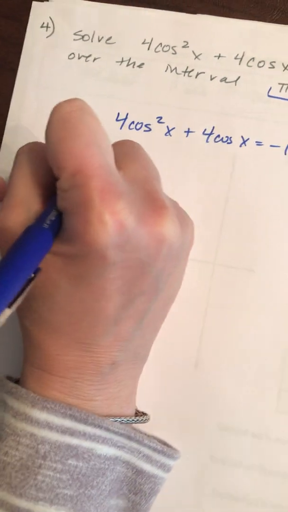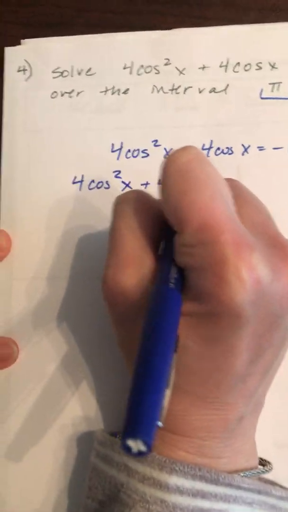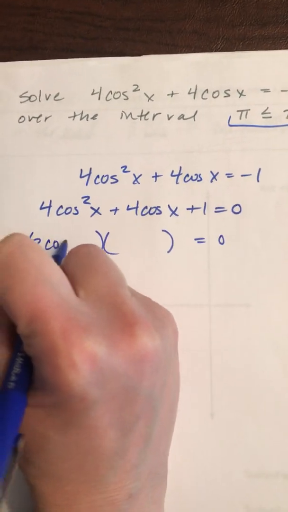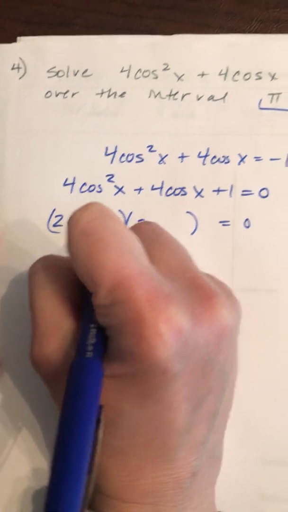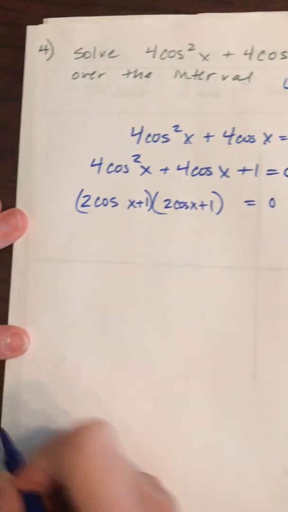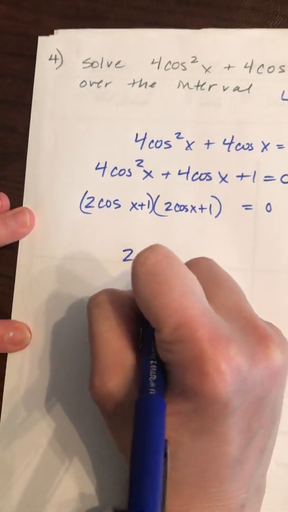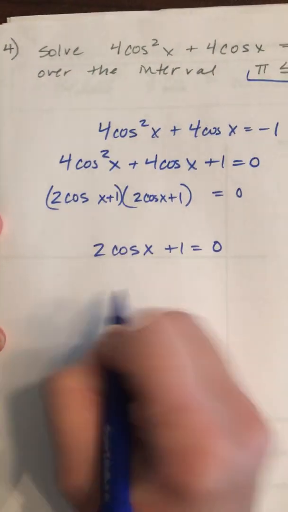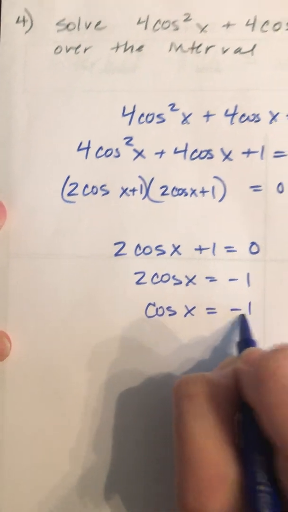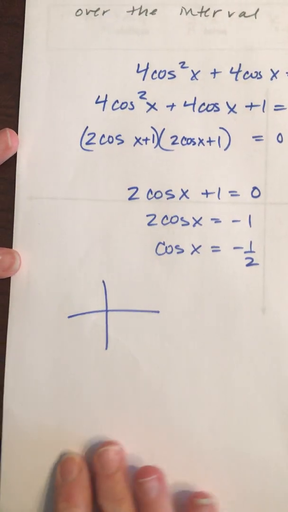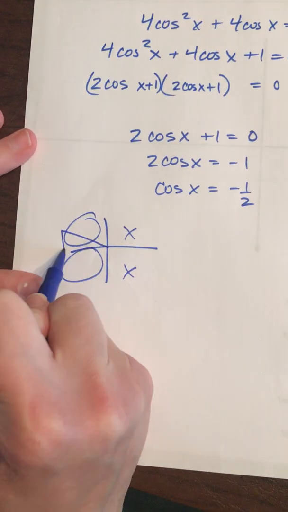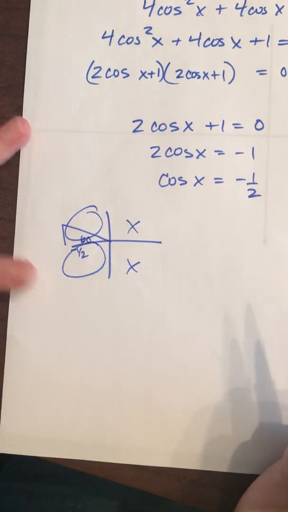So I'm going to go ahead and add 1 to both sides, and then I'm going to factor this into 2 cosine of x plus 1 and 2 cosine of x plus 1. Because these are the same exact factors, I only need to solve one of them, because they're going to give me the same answer. As I solve this, I'm just going to subtract 1, divide by 2, and then say, okay, when is cosine going to equal -1/2? Cosine would be negative in those two quadrants. And we did this one earlier where this was -1/2. Remember, this was a 60-degree angle.